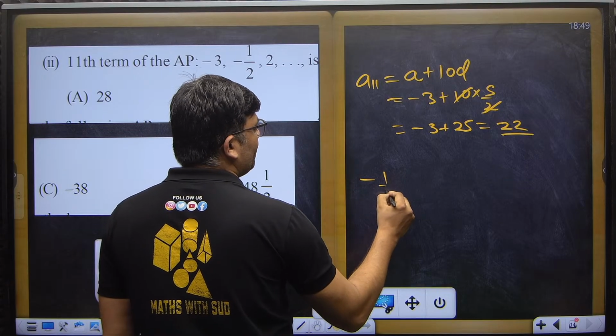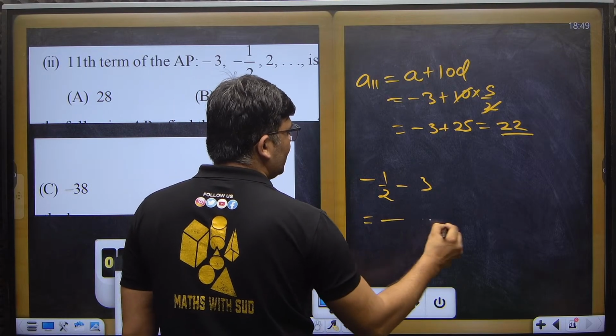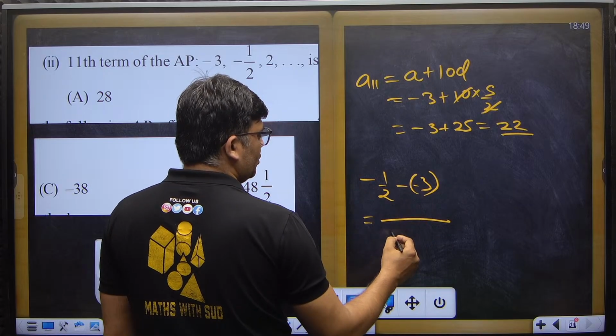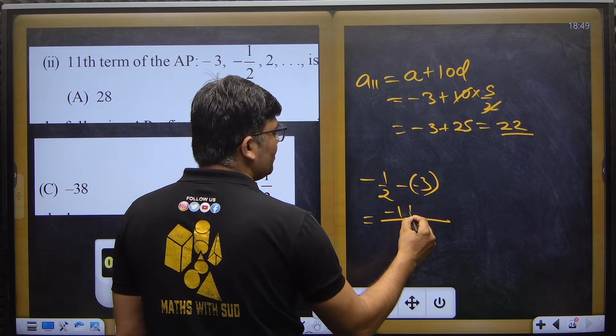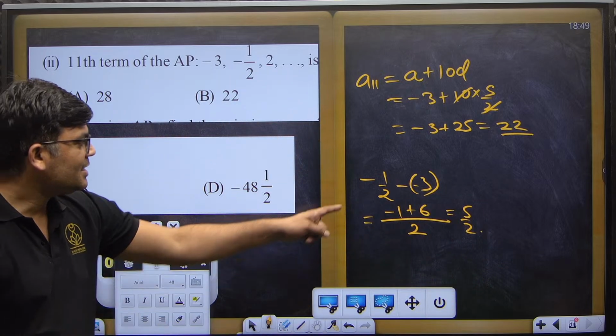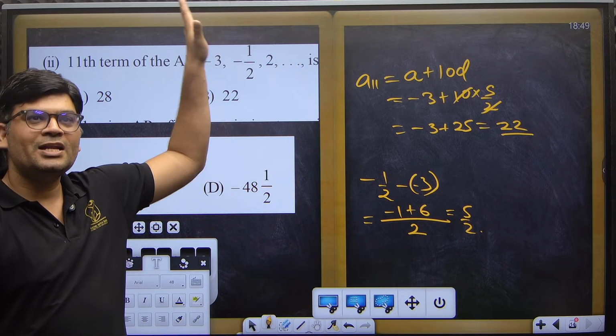How to find d, beta? Minus 1/2 minus 3. Sorry, minus 3. So the LCM is 2. So minus 1 plus 6. So it is how much? 5/2. This is how you have to find d, beta: second term minus first term.